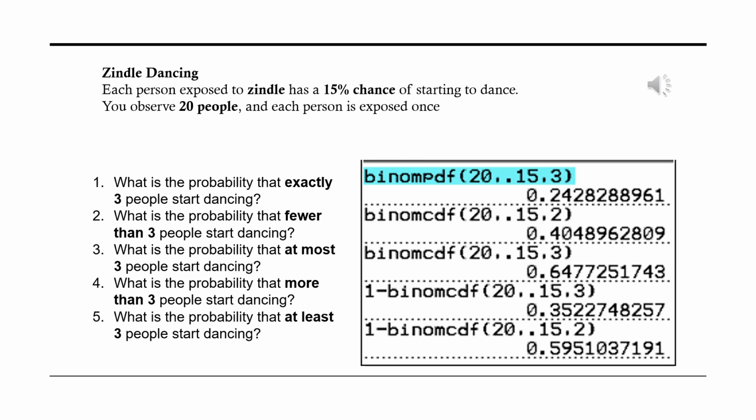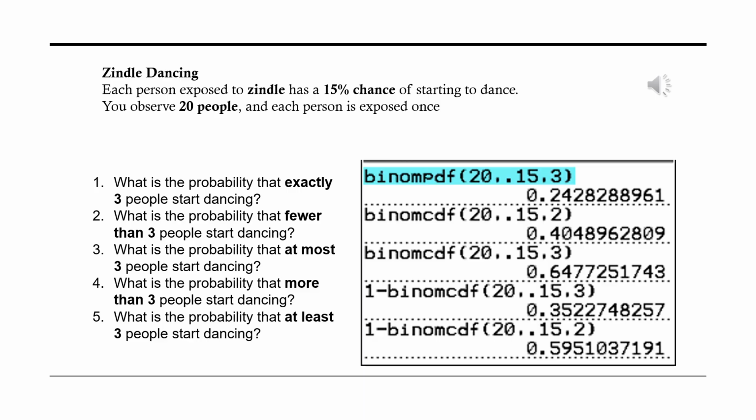The next one says, what's the probability that more than 3 people start dancing? So the probability that more than 3 people start dancing means that I'm not going to include the 3. So the way we're going to do that is we want to say 1 minus binomial CDF of 0, 1, 2, and 3. Now I said I'm not going to include the 3, and that's because I'm subtracting off everything up to 3. So 0, 1, 2, or 3 people dancing we're going to take off.